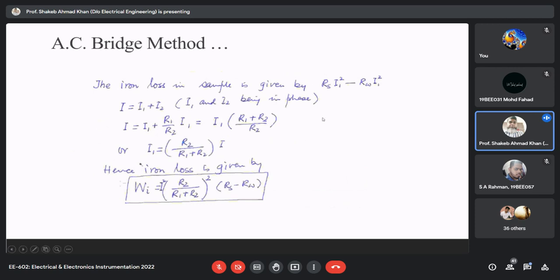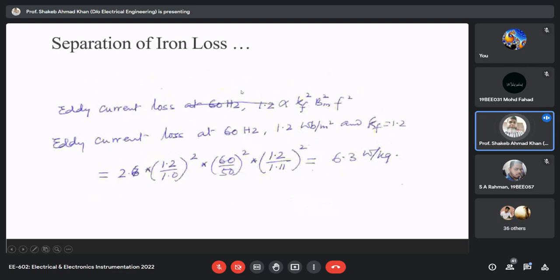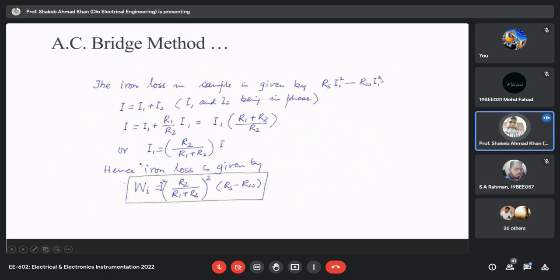So RS I1 square represents all the losses occurring in the sample, minus the winding resistance loss, for the winding that is wound on the core. This resistance we can find out by a DC test. So if we subtract this loss, the winding copper loss is subtracted from the total loss occurring in the core. So the remaining loss will obviously be the core loss.